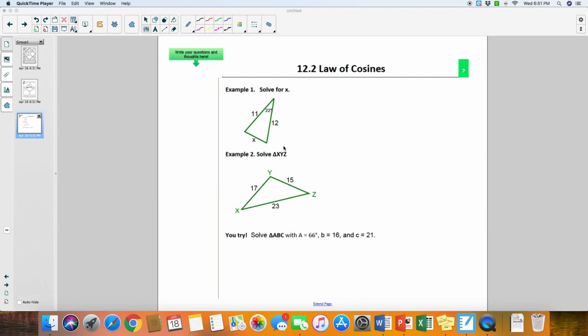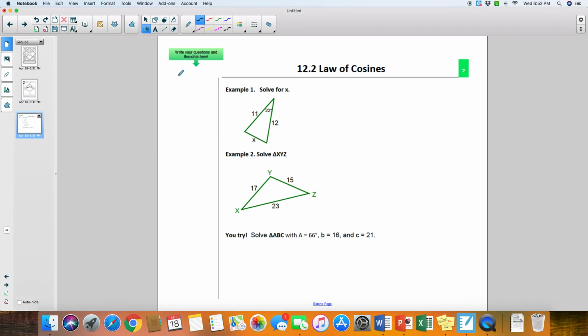All right, so today we're going to do law of cosines. You use law of cosines to solve triangles that do not have 90-degree angles. You can use this to solve any triangle. You can actually use it to solve a right triangle as well, but more specifically, you use these formulas when you do not have a 90-degree angle.